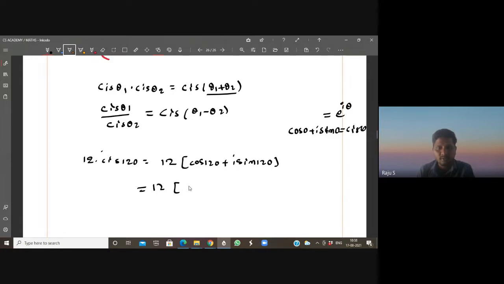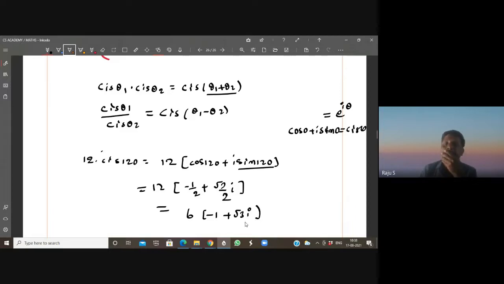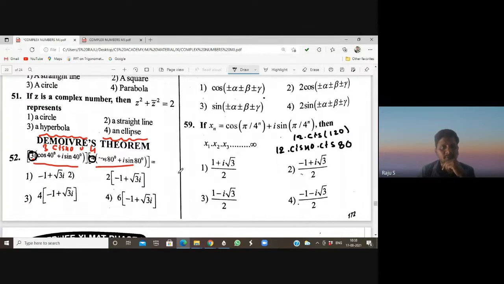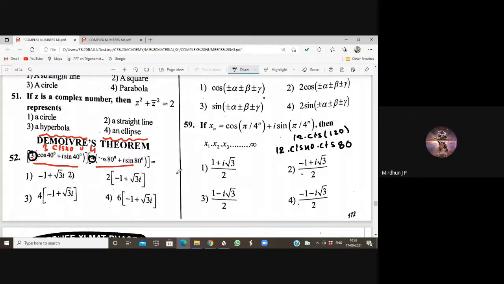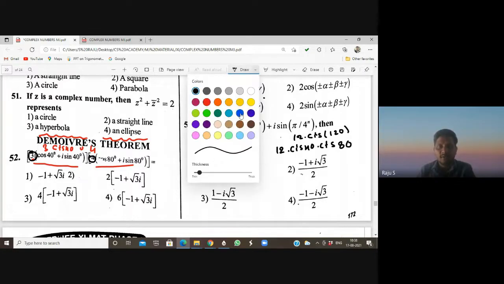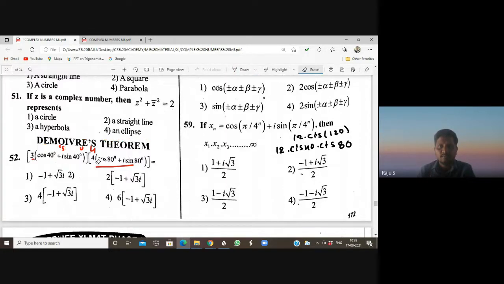What is cos 120? Minus 1 by 2, plus, second quadrant sine is positive, root 3 by 2 i. Nothing but, the answer is, when I take 1 by 2 common, shall I write 6 into minus 1 plus root 3 times i? Clear, students? The answer will be which option? Fourth option. Exactly.